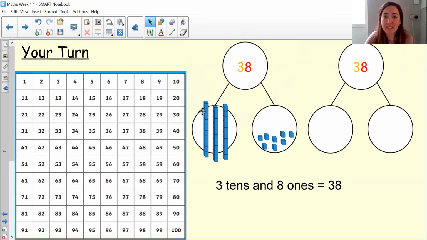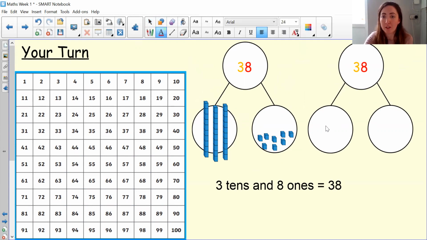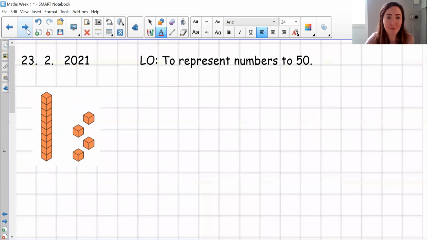So 3 tens is 10, 20, 30, isn't it? Okay, so our 3 tens is 30, and then the other part, 8 ones. So we partitioned 38 into 3 tens or 30, and then 8 ones, 8. So amazing if you got that as well. That will put you in a good place for the activity now on Teams.